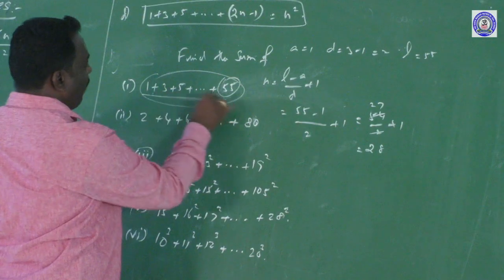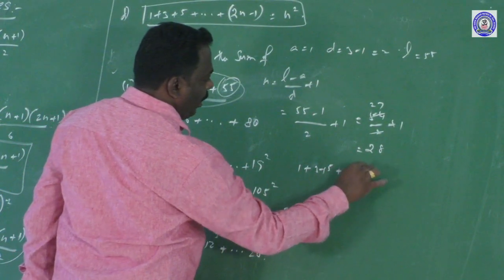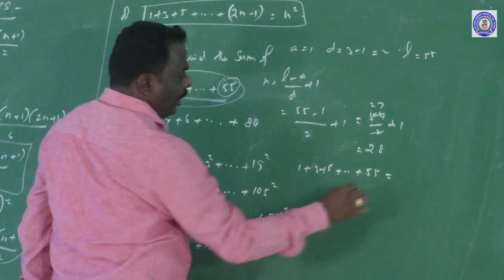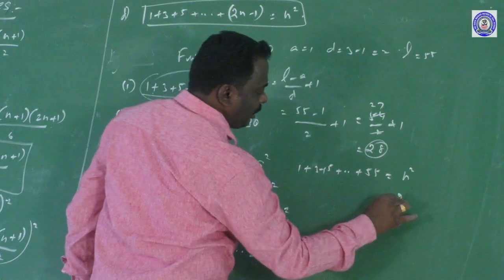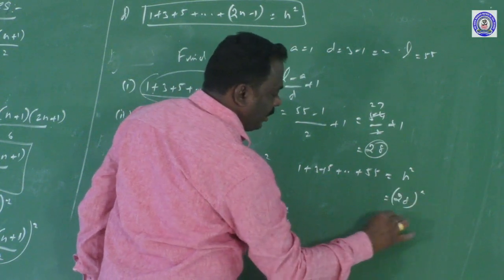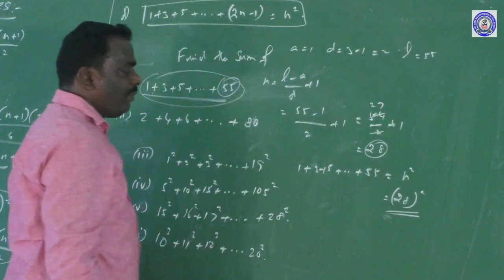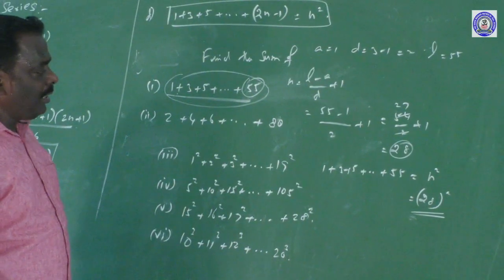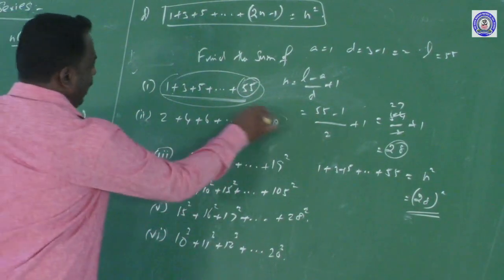Therefore, the sum of odd terms 1 plus 3 plus 5 plus etc. plus 55 is equal to n square by the formula, and the number of terms is equal to 28. Therefore, 28 whole square. Then multiply 28 by 28 and we get the final answer for the sum of the odd terms 1 plus 3 plus 5 plus etc. up to 55. And similarly, the second one.